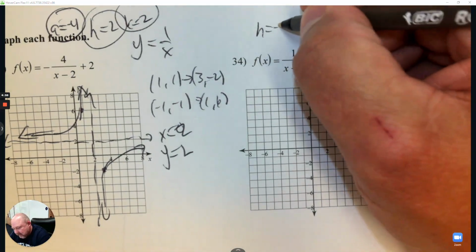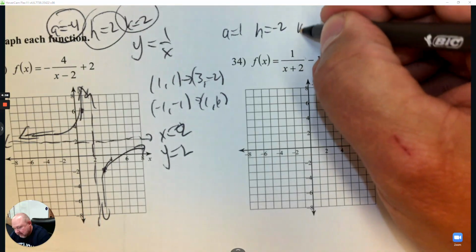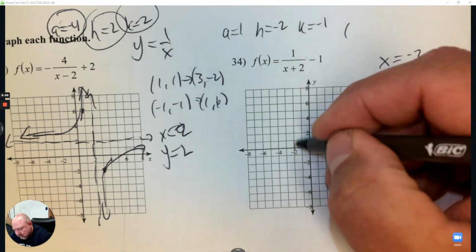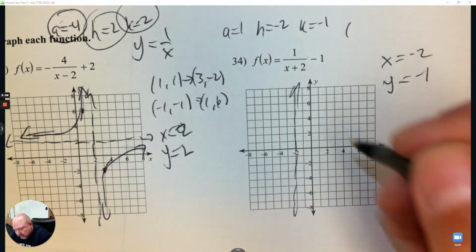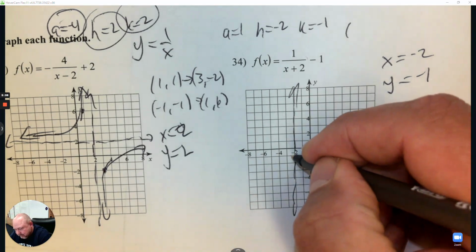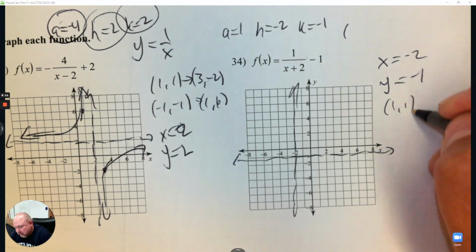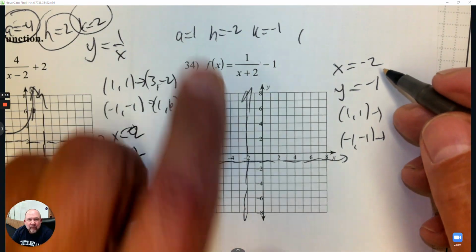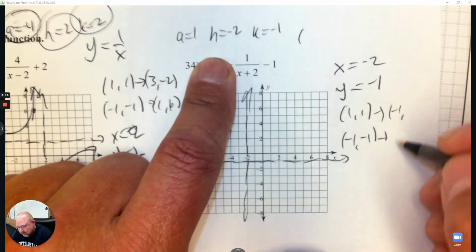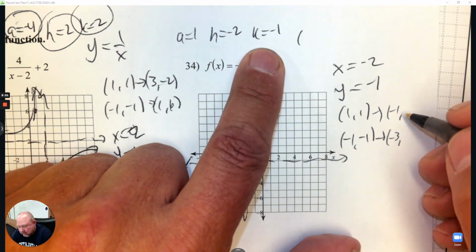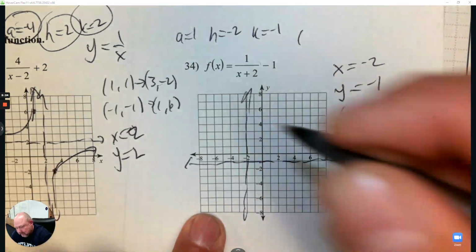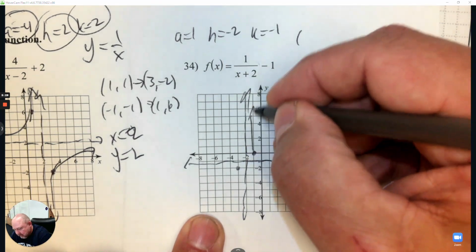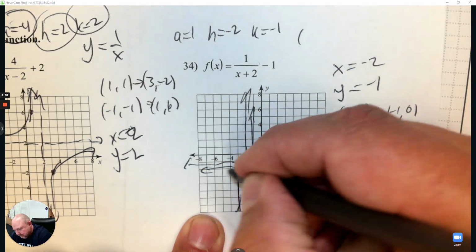H is negative 2, A is 1, so I won't change anything, and K is negative 1. So those are my asymptotes at -2 and -1. So this is -2. This one is at -1. Change the 2 points, 1, 1, and -1, -1. So again, I'm going to subtract 2. And I'm going to subtract 1. And then I'm going to draw my graph.